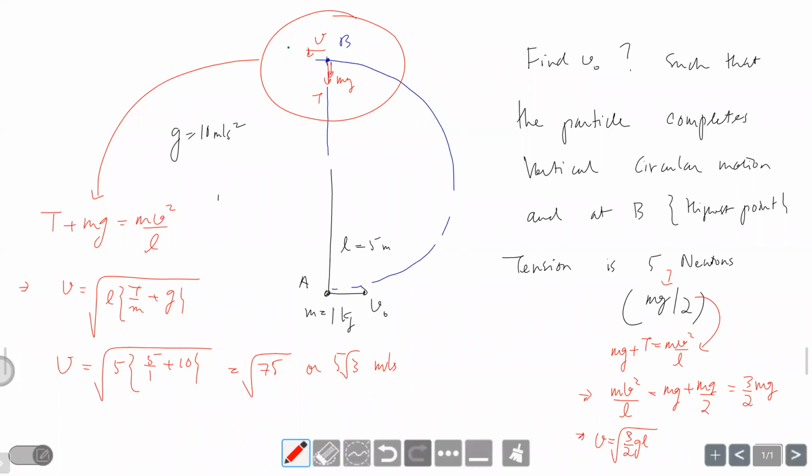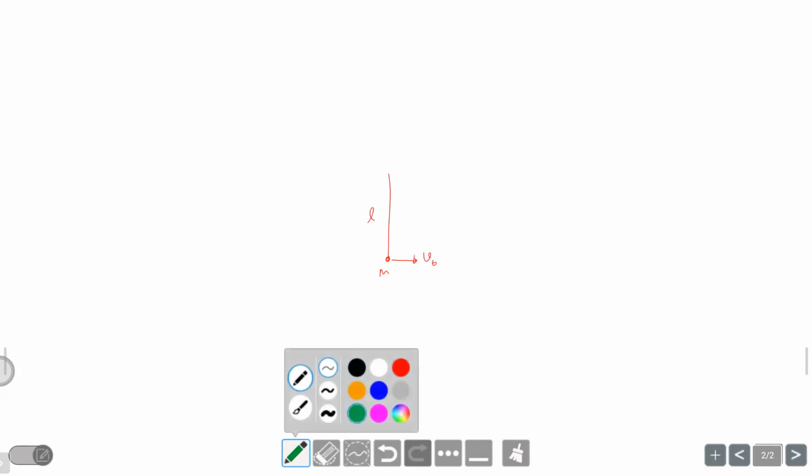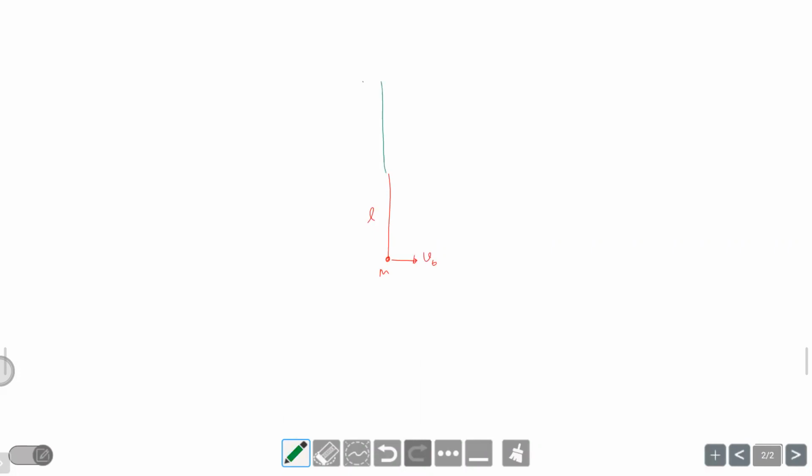Now work energy wise, what is happening? Now we know that v at the top is root 75 meters per second, we know L is 5 meters, and we also know this kinetic speed at the top was 3 by 2 gL. So work energy wise, we already have it.